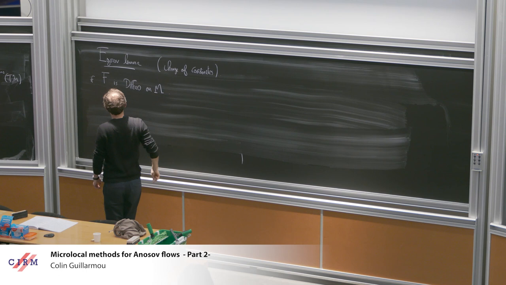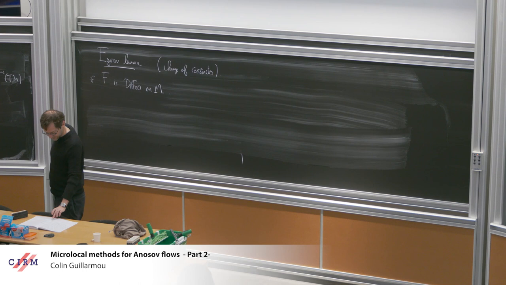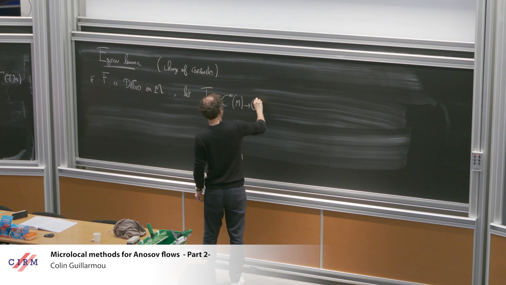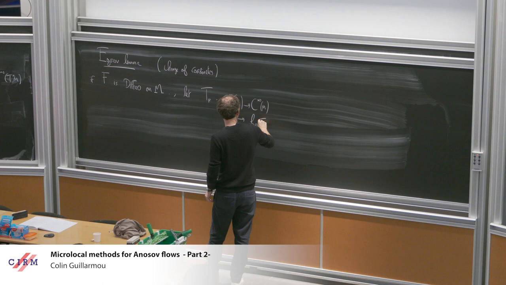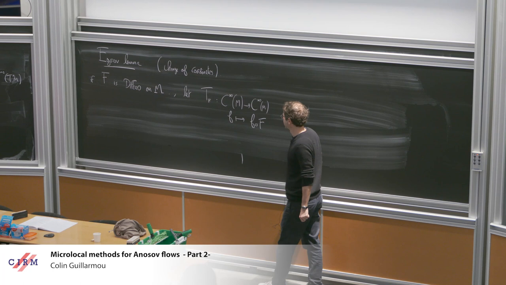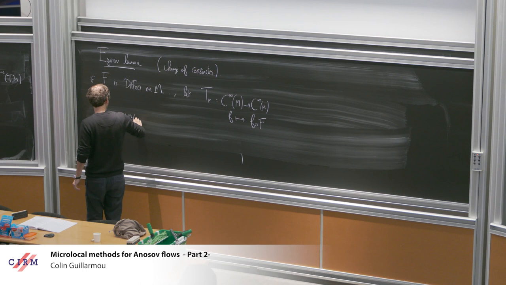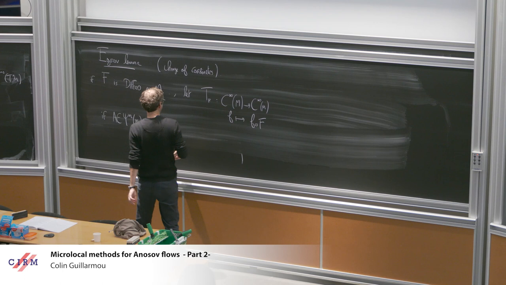I can define this map, which is the transfer operator associated to F. So it's just the composition. I map f to f composed with F, just like this transfer operator I was doing with the flow of the vector field. And I want to compose now. So if now I take a pseudo differential operator of order m, I want to look at the composition of A with this map.